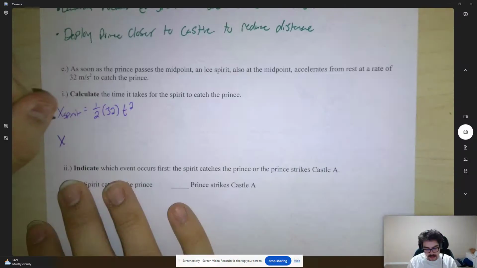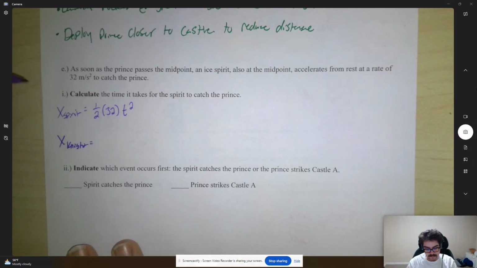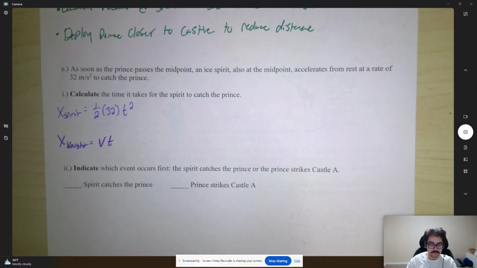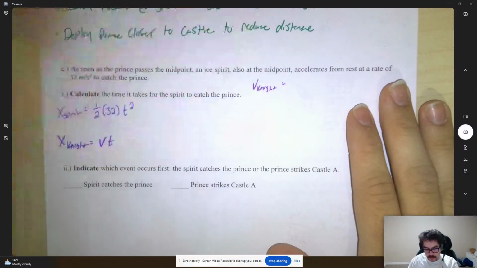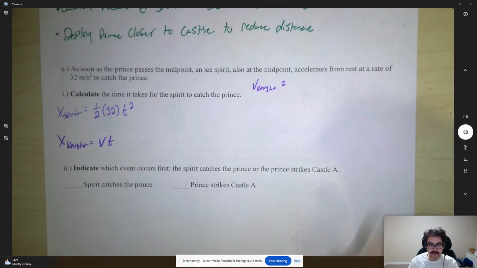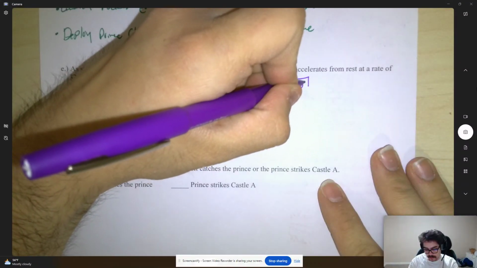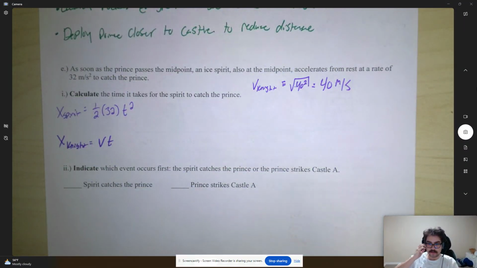The position of the knight should be v times t, because he's not accelerating anymore. His v after he's done accelerating should be just vt. And to find the v of the knight, I should get that it's going to be root 2 times 20 times 40. So it should be root 40 squared, which gives me 40. So the final speed of the knight should be 40 meters per second.